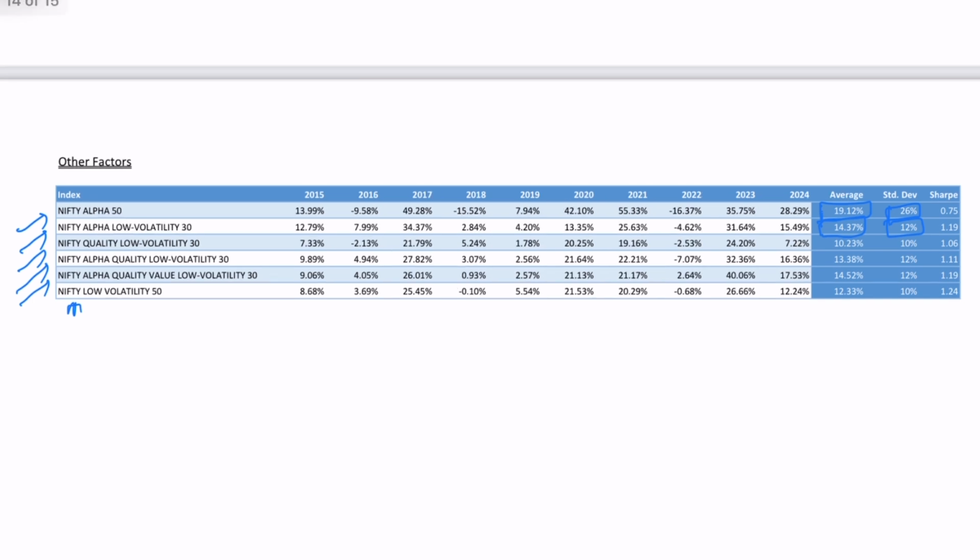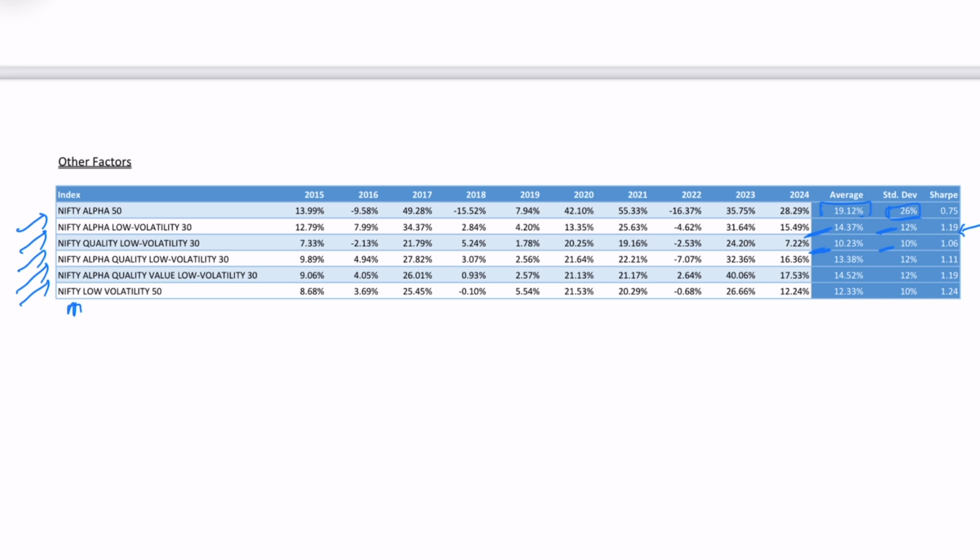Again, we can see that the average return for Alpha is quite high compared to Quality, and the standard deviation is also lower in Quality, but then the return is also quite low. Then if we see Alpha Quality, it has the same standard deviation as Alpha Low Volatility, and the return is lower. So again, adding quality to Alpha Low Volatility would not make much use.